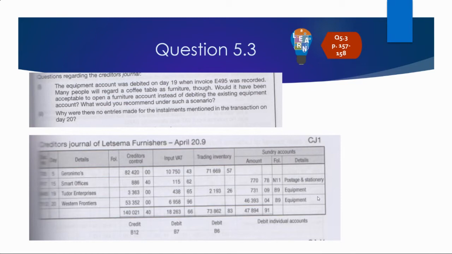So let's start with the first question. Would it have been acceptable to open a furniture account instead of debiting the existing equipment account? So do you think a company could have opened the furniture account instead of the equipment one? Yes or no? Do you think it would have been fine?